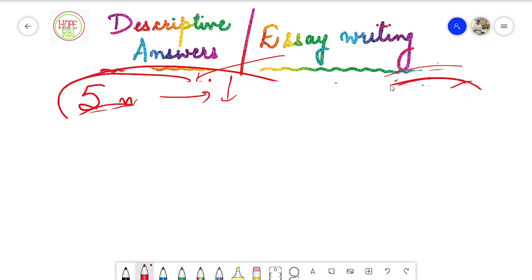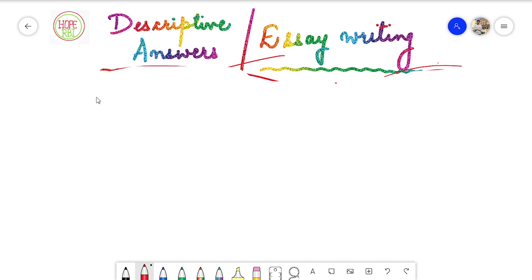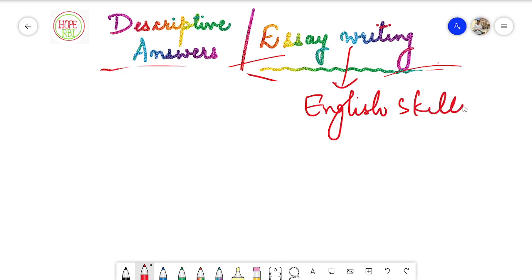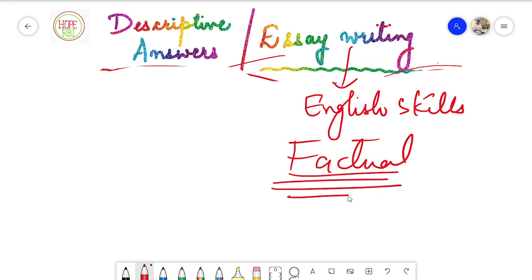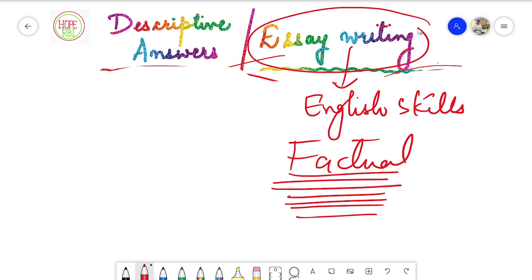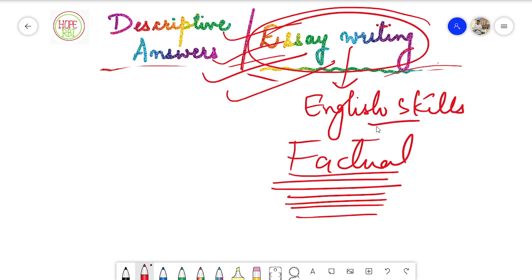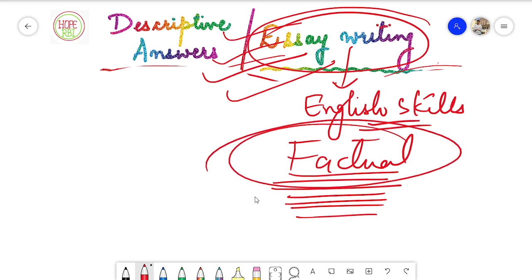Let's talk about essay writing now. For essay writing, the very important thing you need to know is that you only have to focus on your English skills. You don't have to focus on your factual knowledge. Please note this down. For your essay writing, be it the RBI Grade B examination, SEBI Grade A examination, IBPS PO mains, or SBI PO mains, your essay should reflect your English skills rather than your factual knowledge regarding the topic that is being asked.